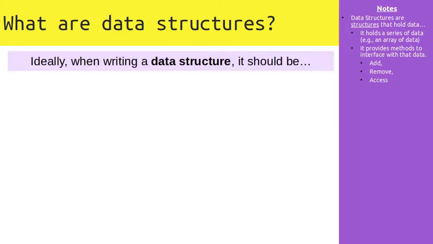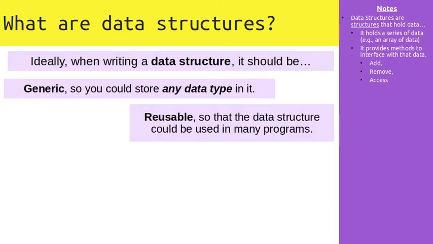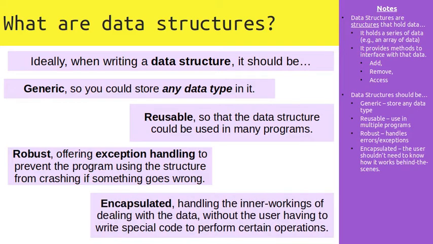Ideally, when writing a data structure, it should be generic, so that you could store any data type in it, reusable, so that the data structure could be used in many different programs, robust, offering exception handling to prevent the program using the structure from crashing if something goes wrong, and encapsulated, so it handles all of the inner workings of dealing with the data without the user having to write special code to perform certain operations.